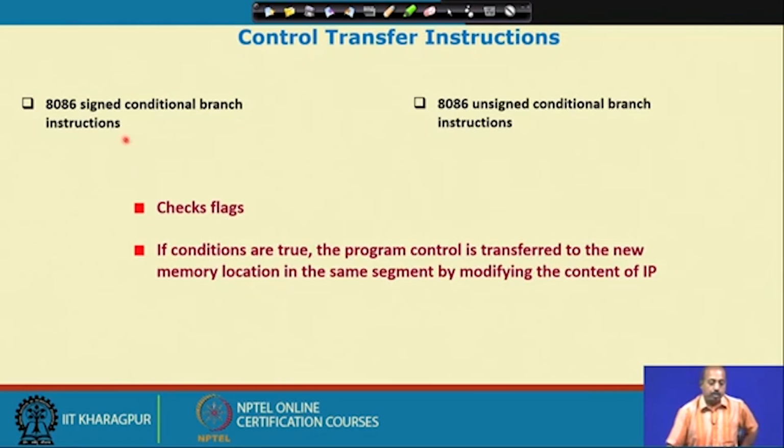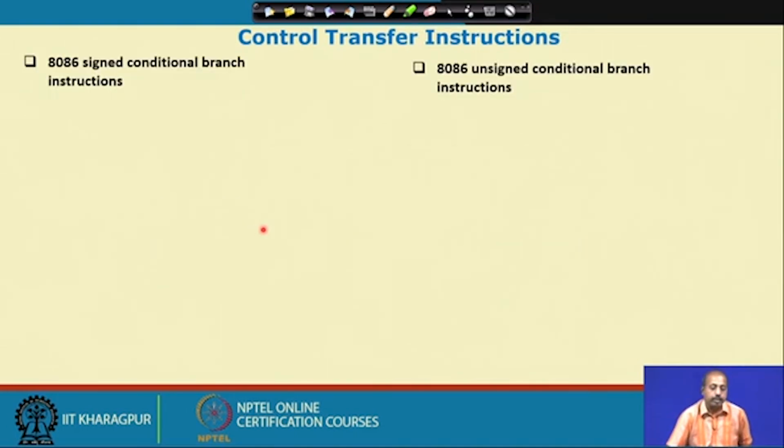Now, the conditional branch instructions of 8086. There are some conditional branch instructions, and they can be signed or unsigned. They will check flags, and if the condition is true, then the program control will be transferred to the new memory location in the same segment by modifying the content of the IP. So, the IP register content is updated so that it jumps to the next address.